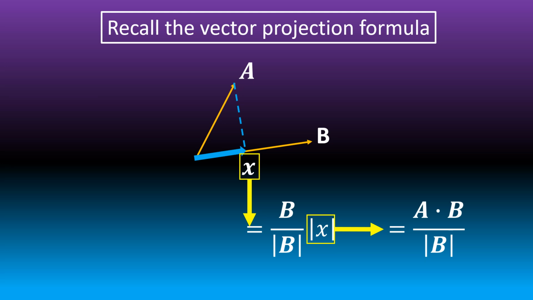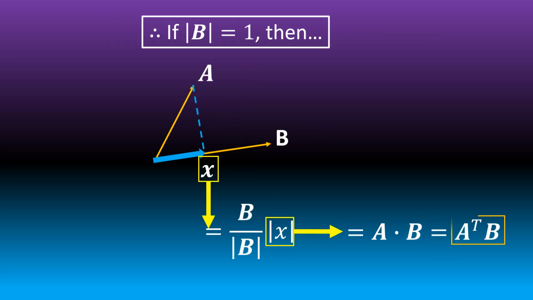So recall the vector projection formula, in which you have the vector x along b. You're basically projecting A onto B, and that projection is the vector x, and the magnitude of this vector x is A dot B over the magnitude of B. And this means that if the magnitude of B is 1, then the magnitude of x is A dot B, or A transpose times B in matrix multiplication form.